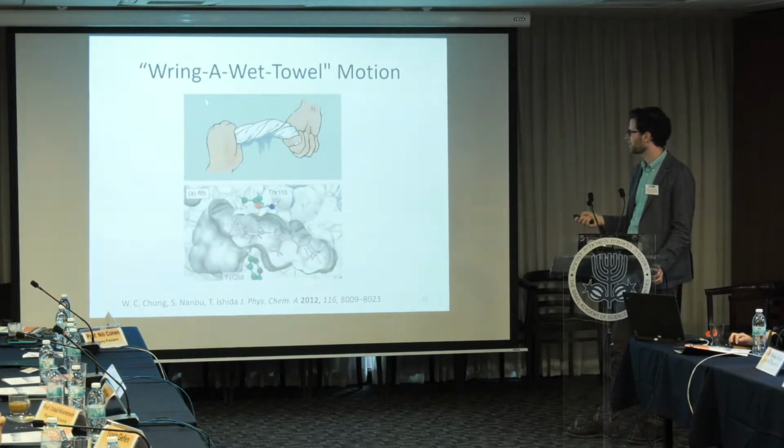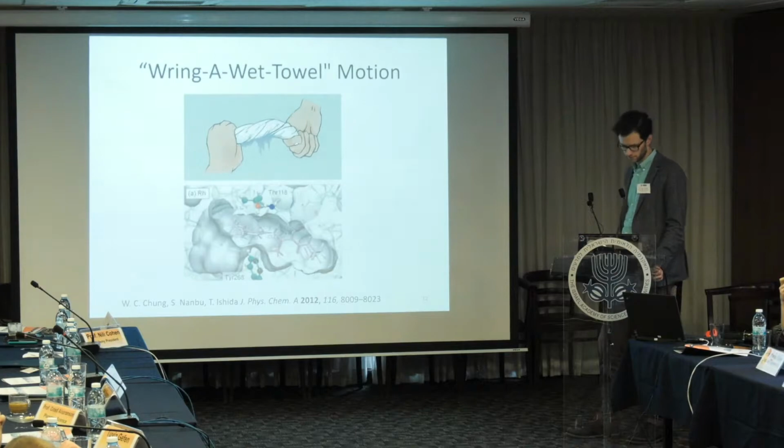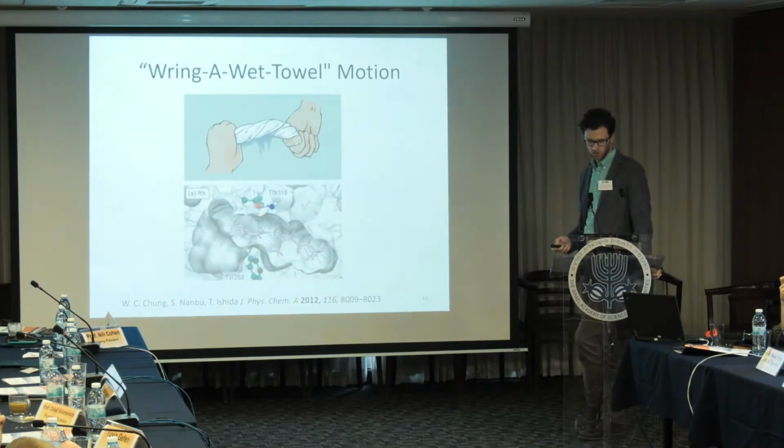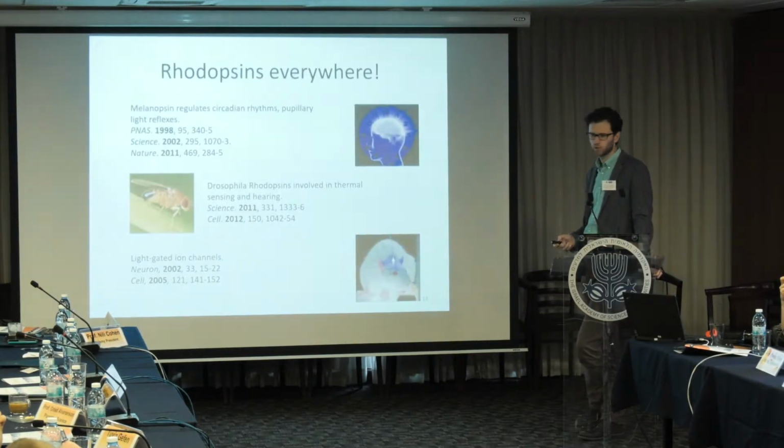The group from Ishida came up with the wet towel motion, where they say, like, if you want to wring a towel to get the water out, you just highly twist it, and it resembles slightly the crankshaft, but all the double bonds are rotated in the same sense. Okay, so I hope the motivation now is clear why we wanted to look into it.